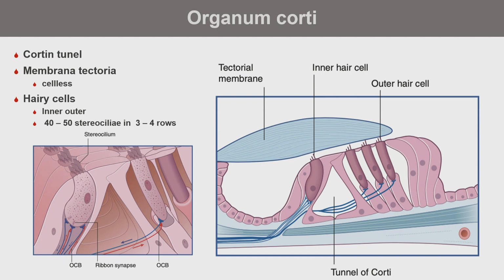The Corti organ has more cilia, 40 to 50 in 3 to 4 rows. Hair cells are inner and outer, in the outer layer. Between them is the tunnel of Corti, and above them is a cell-less gelatinous or fibrous tectorial membrane which is resonating.